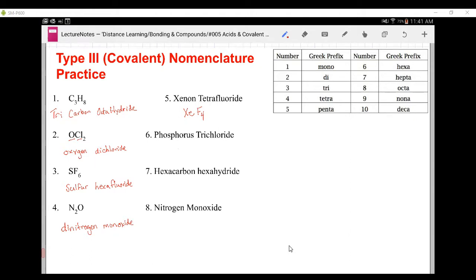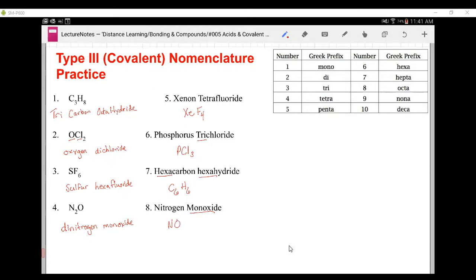Phosphorus trichloride, only 1 phosphorus. We have chloride. Tri tells us that there's 3 of those, PCl3. Hexacarbon tells us 6 carbons. Hexahydride tells us 6 hydrogens, C6H6. And then last example, nitrogen, only 1 of those. Monoxide, 1 oxygen, gives us this as our answer.